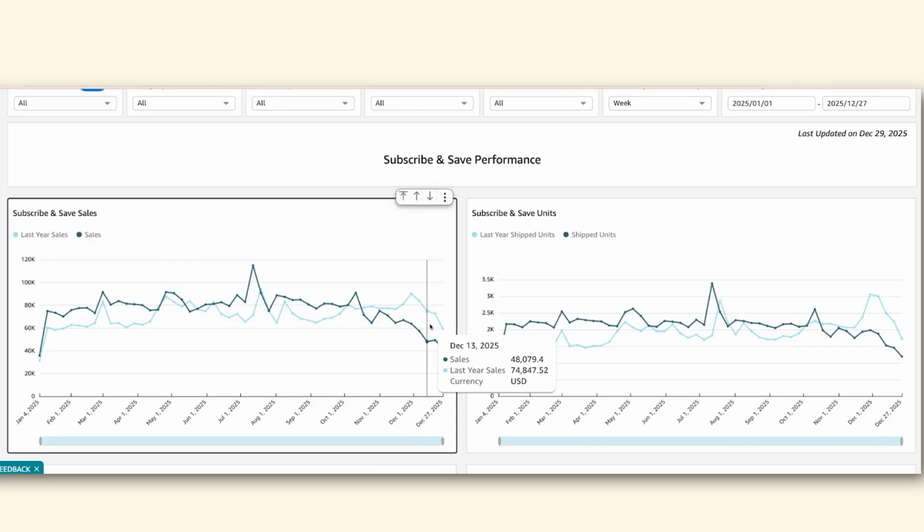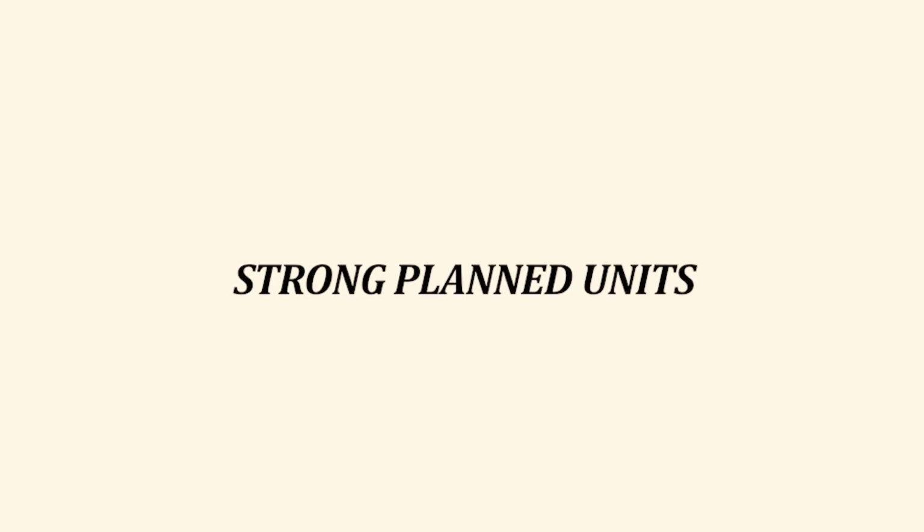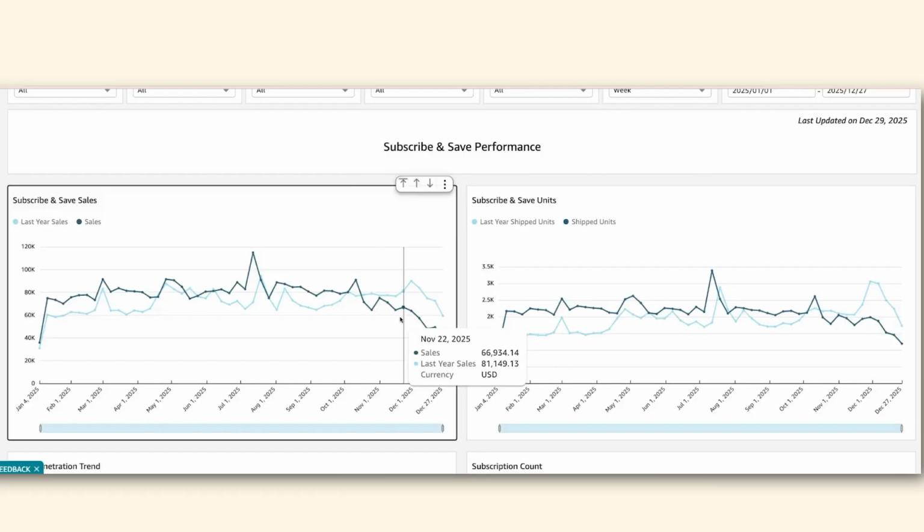The drop you're seeing here isn't people canceling. It's inventory limiting what we could actually ship. You can't ship what you don't have, obviously, and this chart reflects that. If subscriptions were failing, we'd see sign-up conversions collapsing, we'd see the retention falling, we'd see the planned units declining, but we're not. Everything we went over showed strong retention, strong penetration, strong planned units. The lifetime value of the customer was also strong.